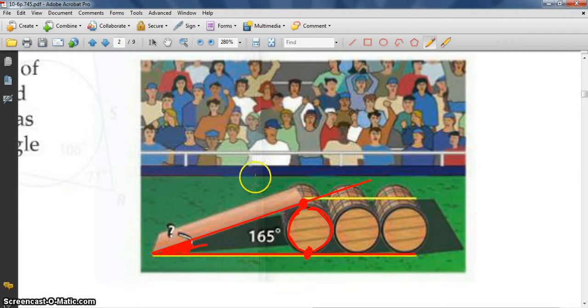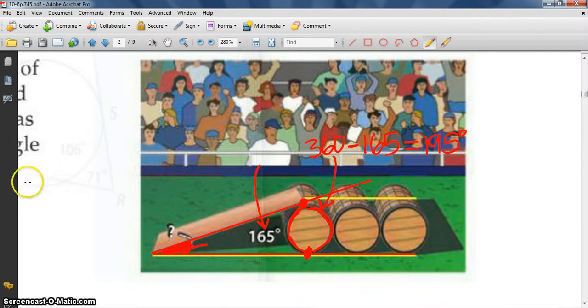Now anytime we know what one of those arcs is, 165, then we can figure out the other one by subtracting that arc from 360, because the entire circle is 360 degrees. So first we would take 360 minus 165. So 360 minus 165, that arc is 195 degrees.